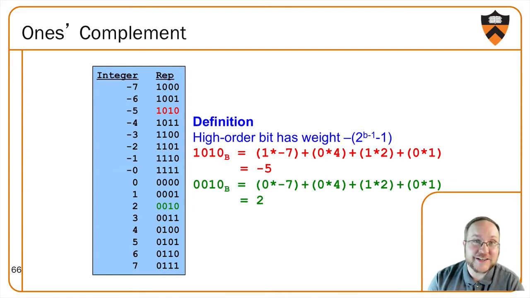Alas, though, all addition isn't fixed. Overflow can be a problem. Consider negative 4 plus 6. 1, 0, 1, 1 plus 0, 1, 1, 0 gets 0, 0, 0, 1, which is 1, not 2. So we can still hope for something better.